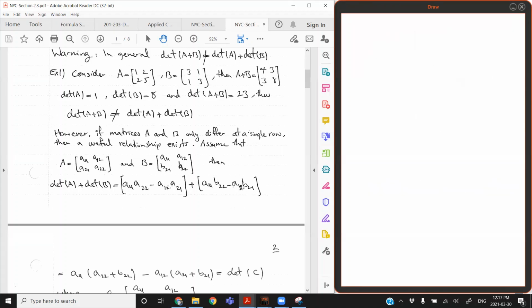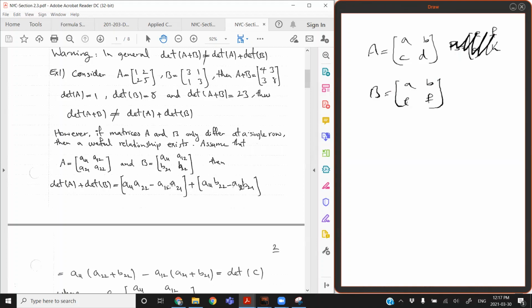Or maybe I can just use letters like this. Let's say A is A, B, C, D, and B is E, F, G, H. No, sorry. The first two are the same. So B is A, B, and then E, F. So that's the situation. The two matrices A and B have the same first row, but their second rows are different.